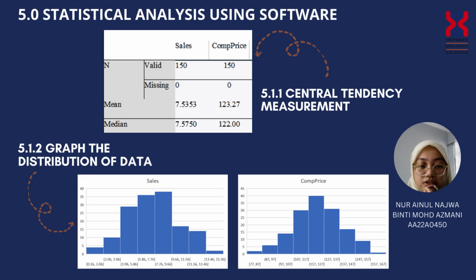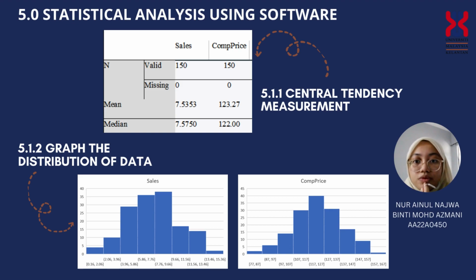For this part, you can see this table. The mean for sale from SPSS is 7.5353 and the median for sale is 7.5750, while the mean for comprise is 123.27 and the median for comprise is 122.00. Next, 5.1.2 graph the distribution of data.